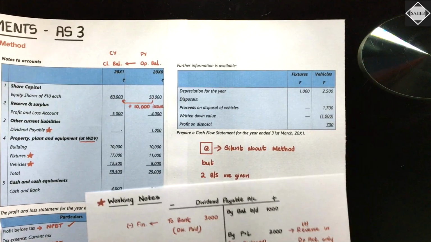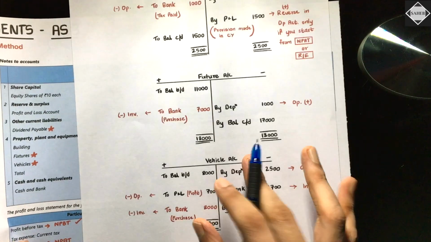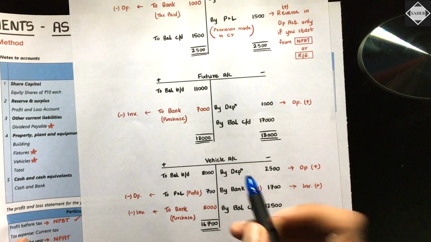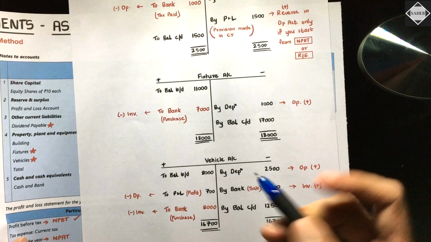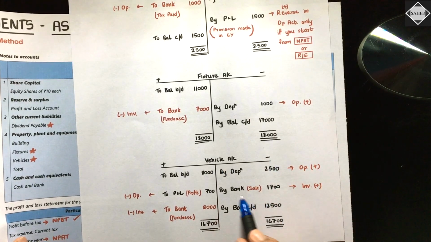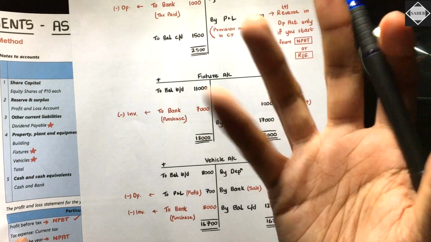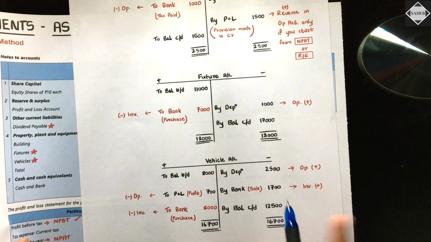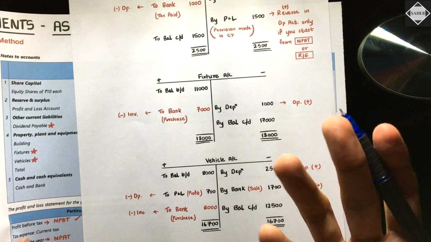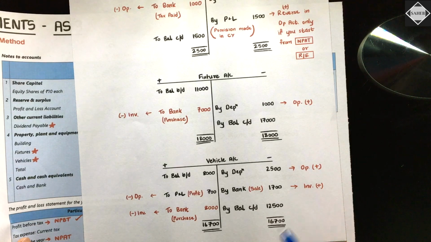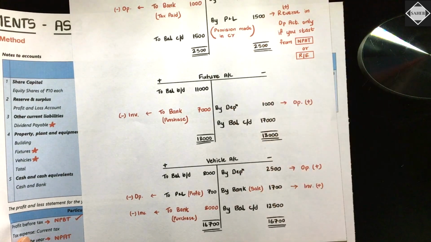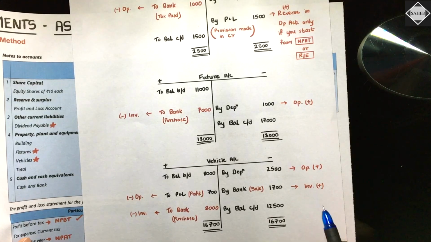Then the adjustment is saying we have sold the vehicle for how much? 1,700. So what are you going to do about that? Simple. Sell the vehicle, and the vehicle is decreasing by the sale value. You have made the sale by bank, you got the money, so the bank account will come. This is the sale value you have taken. When you sell a fixed asset, PP, it goes in investing activity. It's an inflow, you have sold and got the cash, so you have to add it in investing activity.